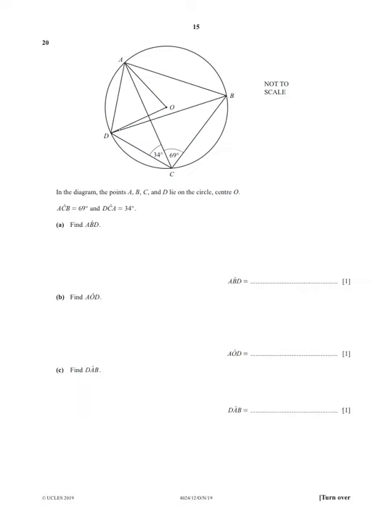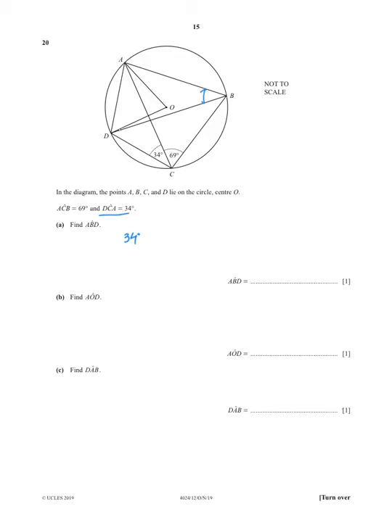Question number 20. In the diagram, the points A, B, C and D lie on the circle with center O. ACB is 69 and DCA is 34. Find ABD. So first I need to highlight the angle ABD, and that angle will be 34 with the property of angles in the same segment. Alright, that is your chord AD. From AD you have an angle 34. Again from AD you have an angle B. So these two angles are the same.